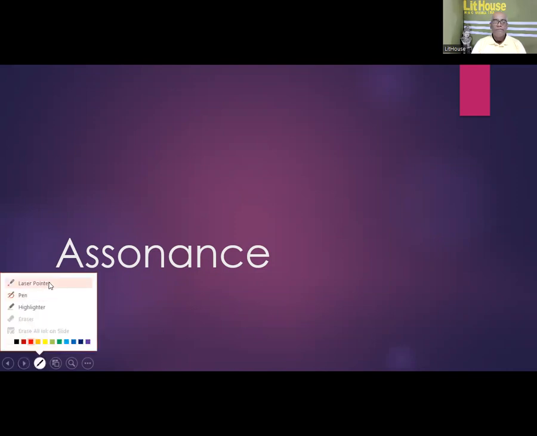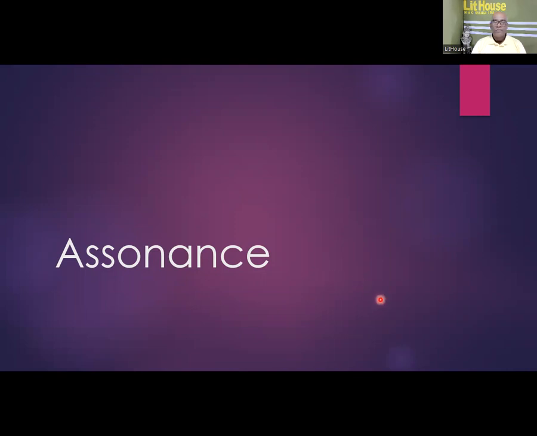In today's lesson, we are going to discuss another sound device. So far we have been discussing two sound devices. One is rhyming. The other one is alliteration. And in today's lesson, we are going to talk about another important as well as commonly used sound device in poetry. That is assonance.